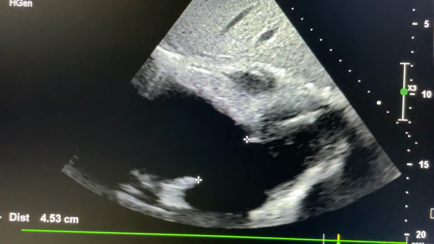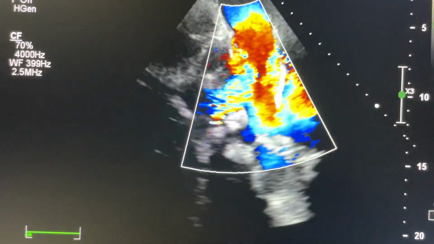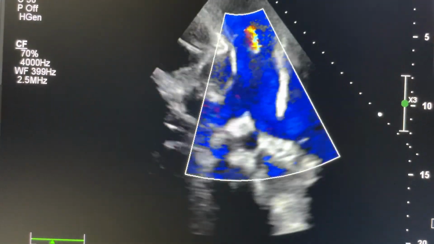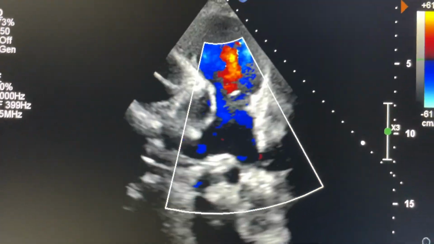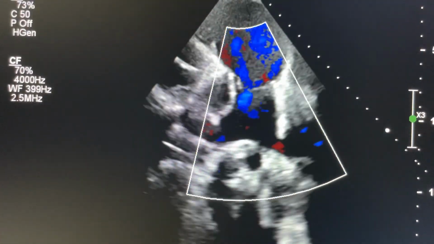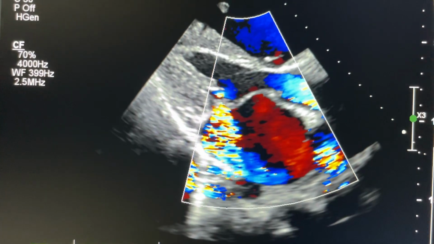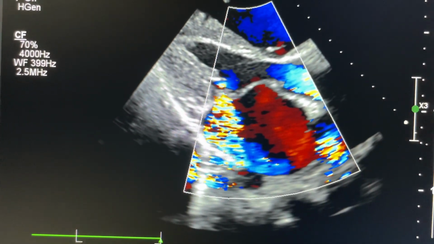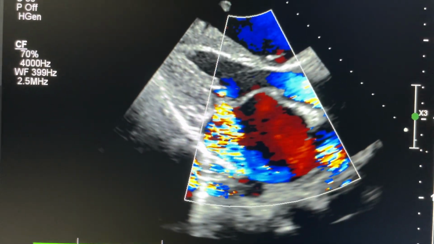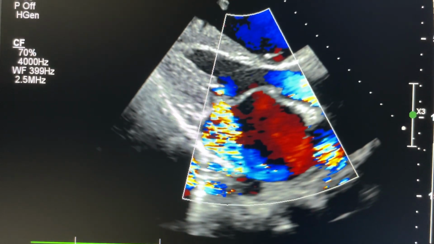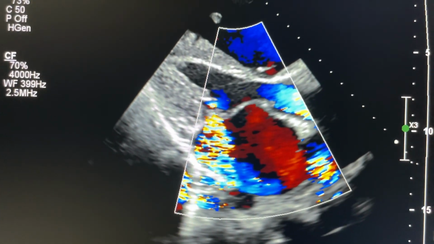This is the size of the ostium secundum ASD. This is the main pulmonary artery, slightly dilated. You can see the bifurcation of the main pulmonary artery into right and left pulmonary artery. Again, the same thing. You can see the moderate eccentric mitral regurgitation jet due to prolapse of the anterior mitral leaflet.